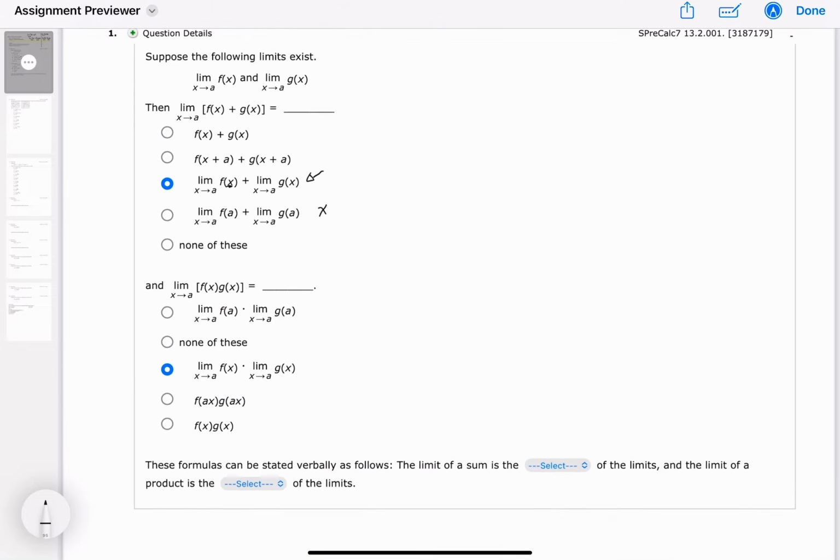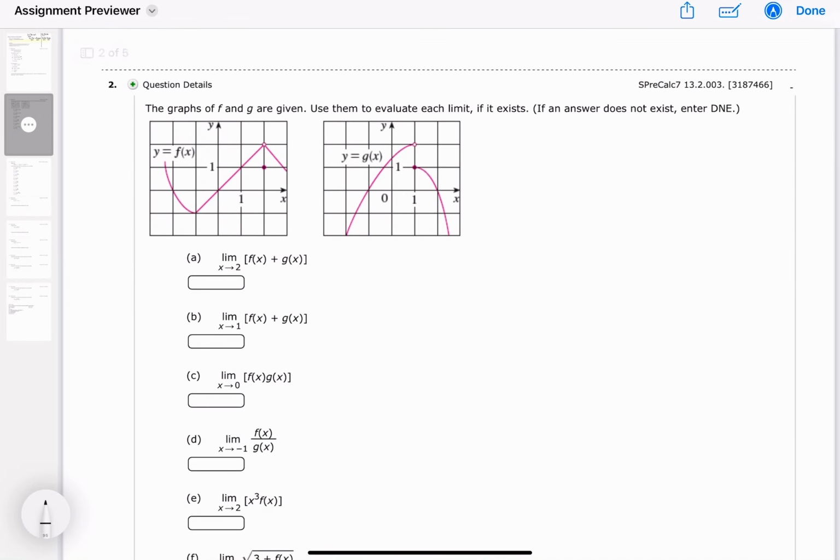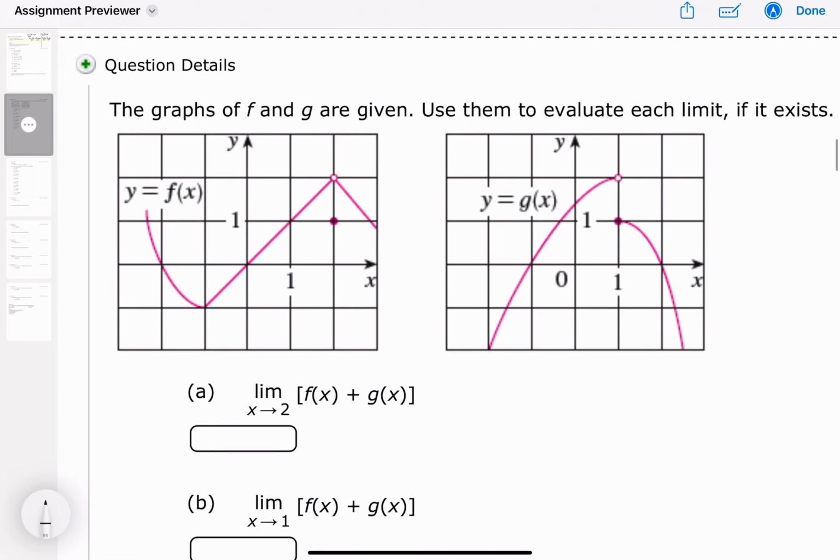Okay. Now, here I have the graphs of f and g are given. Use them to evaluate each limit if it exists. If an answer does not exist, enter D and E. So here I have these two graphs, and I am being asked to find some limits. The first limit here, a. This one is telling me what is the limit of the sum of these two functions when x approaches 2.